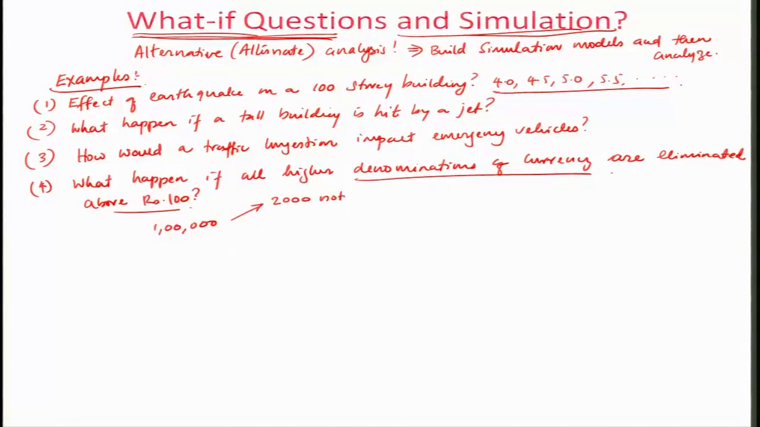If you have 500 notes, 50 of them would be 25,000, and 200 notes, 10 of them would be 20,000. If you have 1000 notes, how many would it be? 100 notes. If you have only 100 rupee notes, then you will end up having 1000 of them. So, this will be 10 bundles.